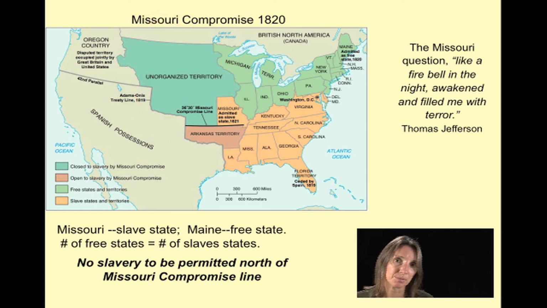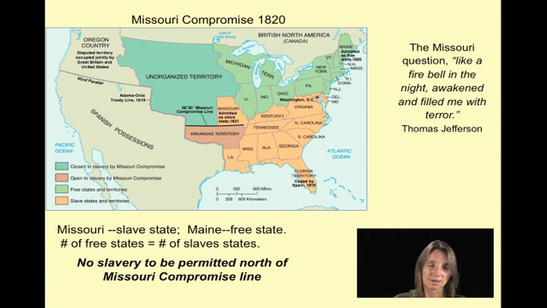So the Missouri Compromise line was established to avoid, hopefully, future problems. But it was, like Jefferson said, a real kind of wake-up call that maybe the slavery question was going to be a big problem in the future.